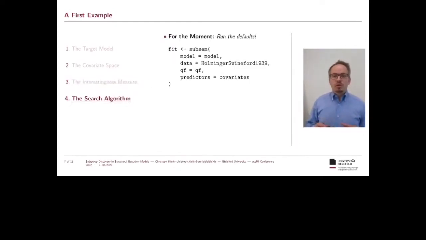Fourth, we choose a subgroup discovery algorithm which does all of the heavy lifting for us. So this is generating subgroup variables from the covariate space, estimating the target model for each subgroup, extracting the interestingness measure, and so on. I will get into more details in a minute, but for now we just go with the defaults by using the subsam function from our package. We are passing the model syntax, the data, the covariate vector, and the interestingness measure, and this will give us the desired result.